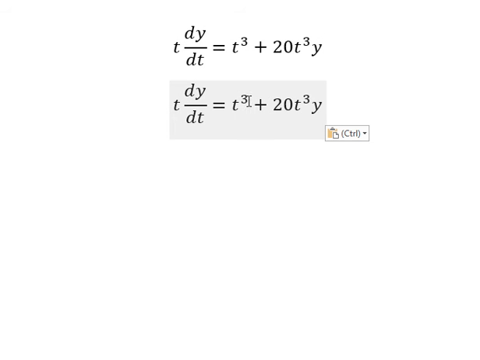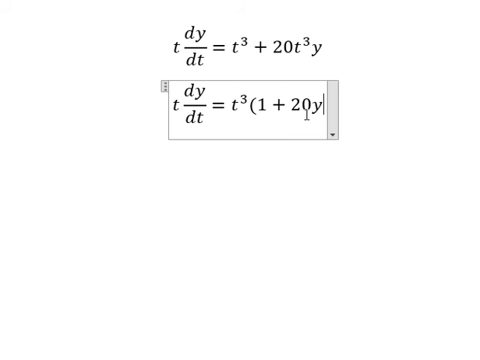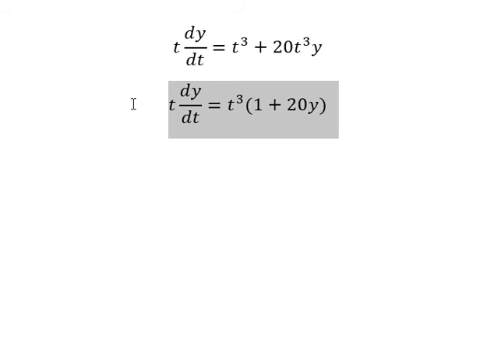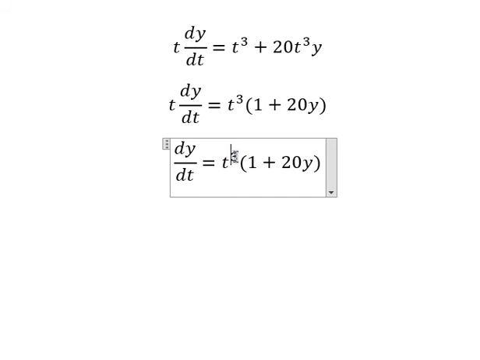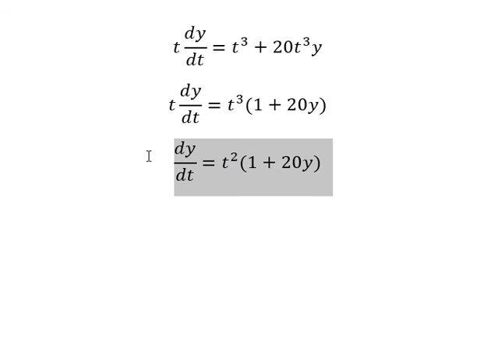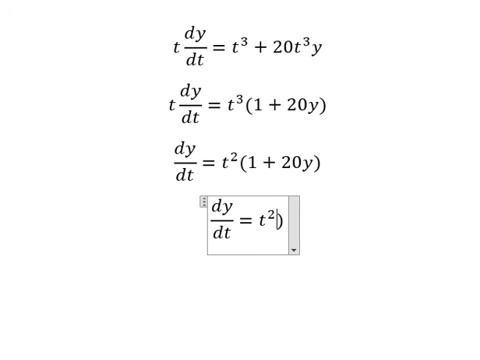t to the power of 3, t to the power of 3. We can do factorization. Next, we divide both sides by t. Next, this one I will put on the left, dt I will put on the right.